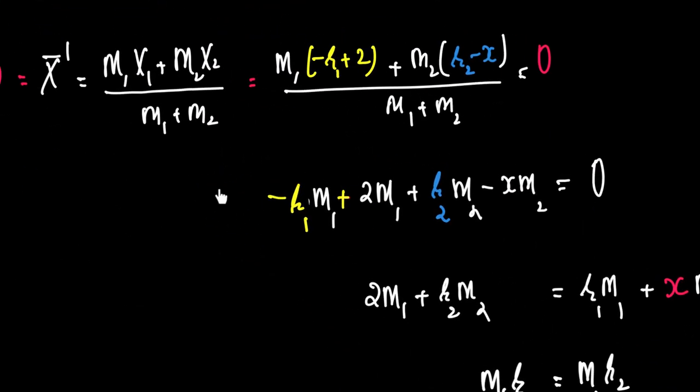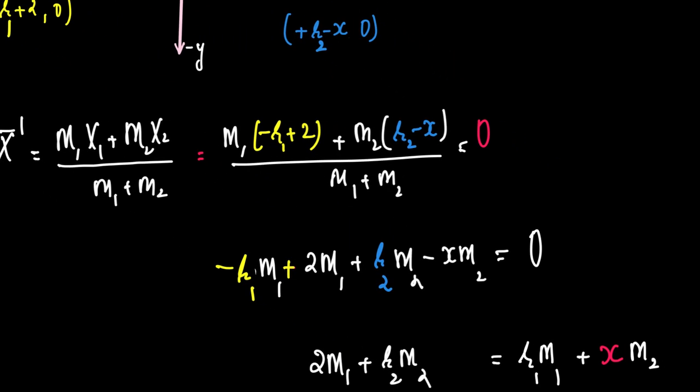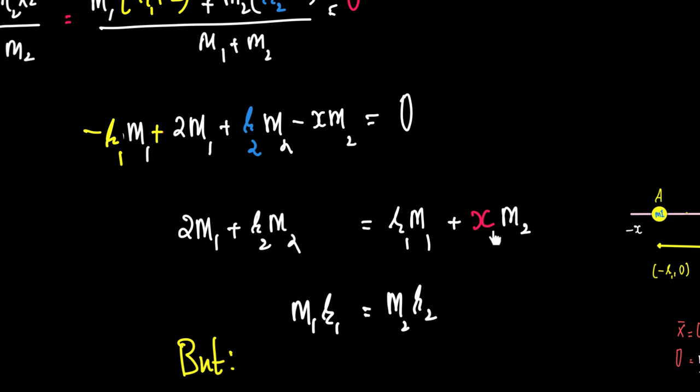So I can equate x bar is equal to m1 x1 plus m2 x2 by m1 plus m2. x1 here is, from the graph, minus r1 plus 2. x2 here is r2 minus x. Now when we open the bracket, m1 into minus r1 becomes minus r1 m1 plus m1 into 2 becomes 2m1, m2 into r2 becomes r2 m2 minus x m2. So I'll just transpose the negative terms towards the LHS. So we have r1 m1 plus x m2 is equal to 2m1 plus r2 m2.